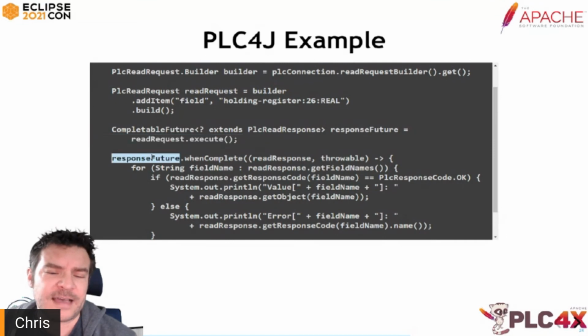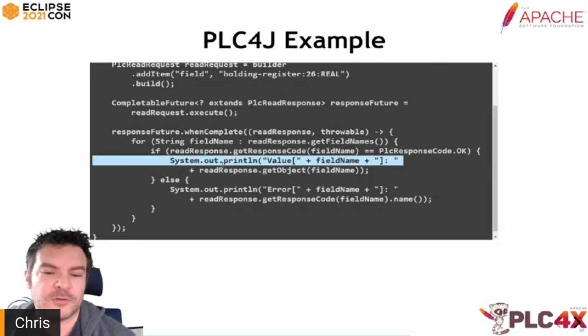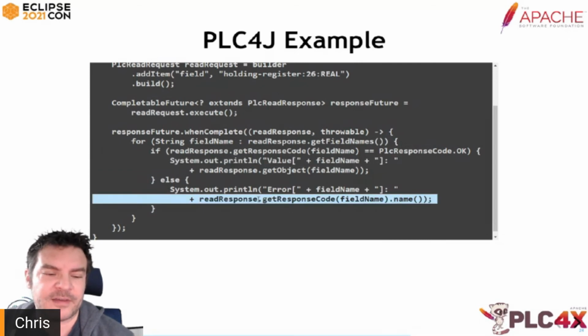And this is now an example of the asynchronous API. As soon as the response is complete, we can access the response, or we'll get an exception if something goes wrong. And if all went well, we can just iterate over all the fields we had in there and check the response code. So was everything okay? If it was okay, we'll output the value. If it wasn't okay, we'll just say, hey, we got this error response code from the driver.